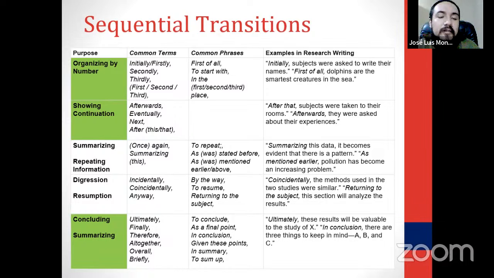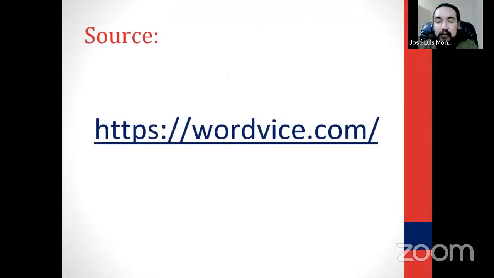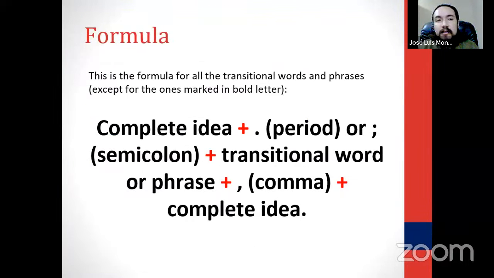Then if you say finally, therefore, to conclude, as a final point, in conclusion, it's more concluding, right? It's not a summary. So again, you can really recognize and identify if you're using the correct words or not. It depends if you want a summary or a conclusion. But again, the logic and the way you connect everything follows this formula: complete idea, period or semicolon, the transitional word or phrase, comma, and the second complete idea. Okay, and that's it.